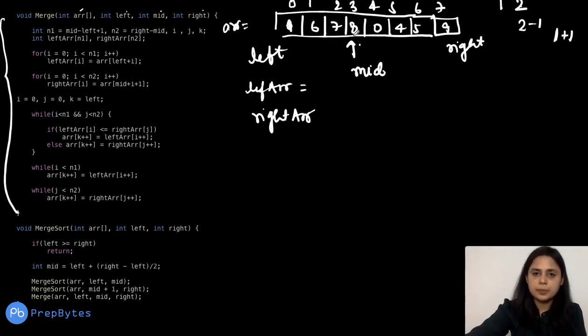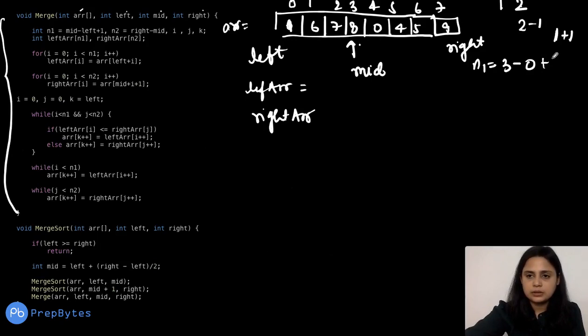So this is my mid minus left plus 1. My mid is 3. Let's calculate n1: mid is 3, low is 0, mid minus left, let's call it left, left is 0, plus 1. So my n1 is 4. So the number of elements in the left array is 4.